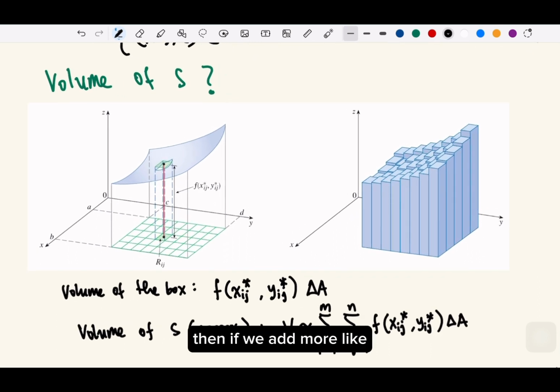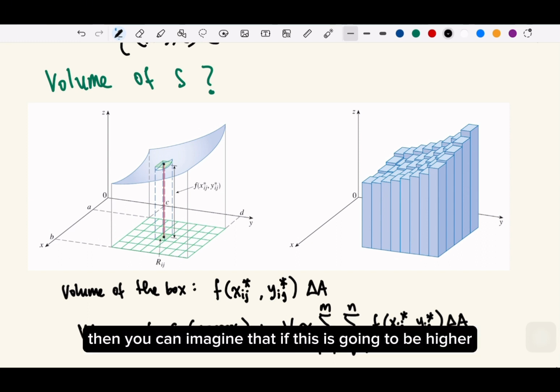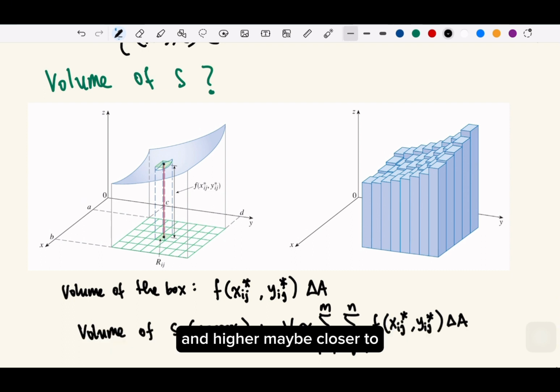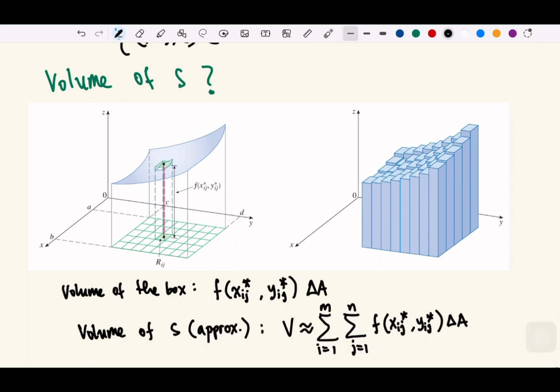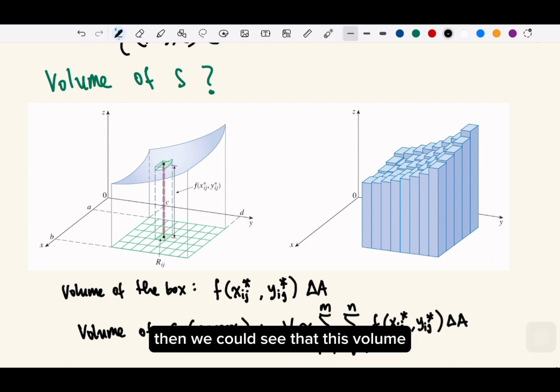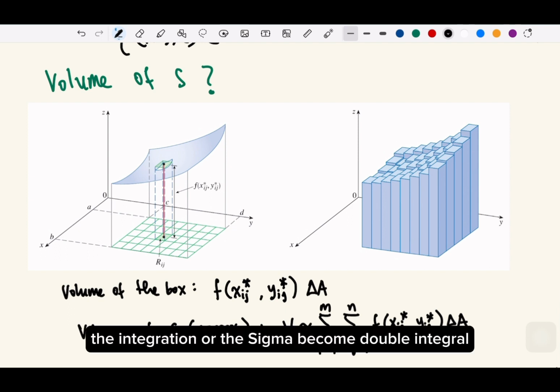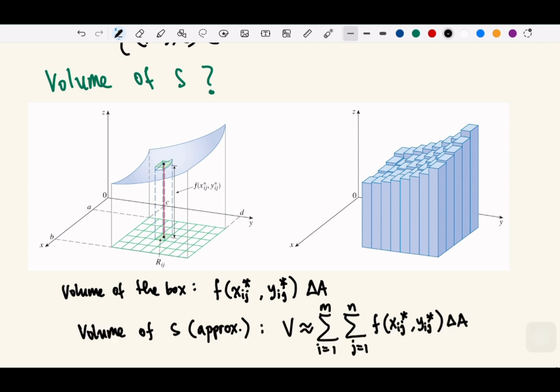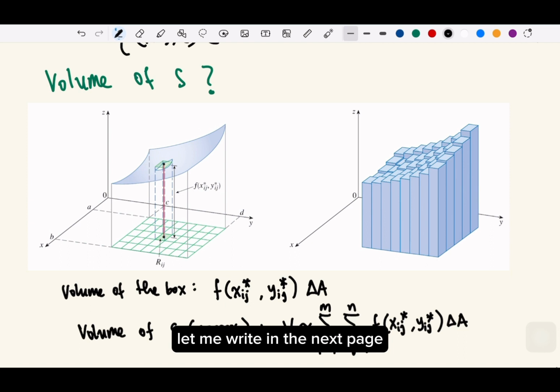Now, of course, if we add more m slices and n slices, you can imagine that this is going to be higher and higher, closer to an infinite number. Then we can take the limit as m and n approach infinity, and we see that this volume can be written as the integration, or the sigma becomes a double integral. Let me write in the next page.